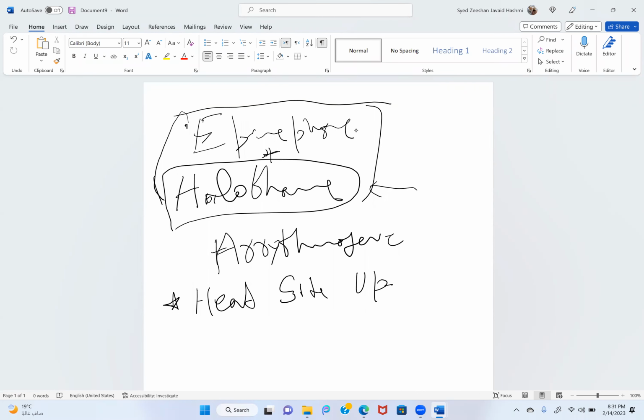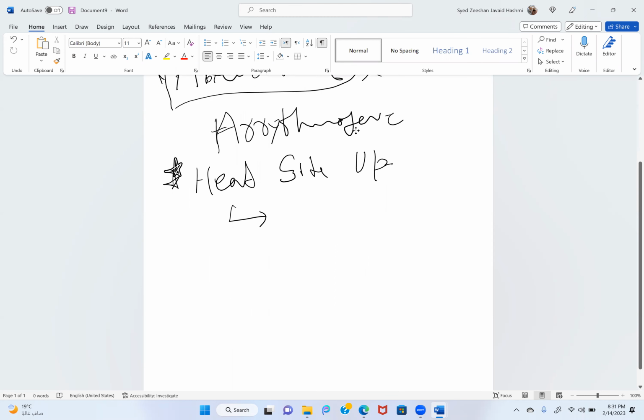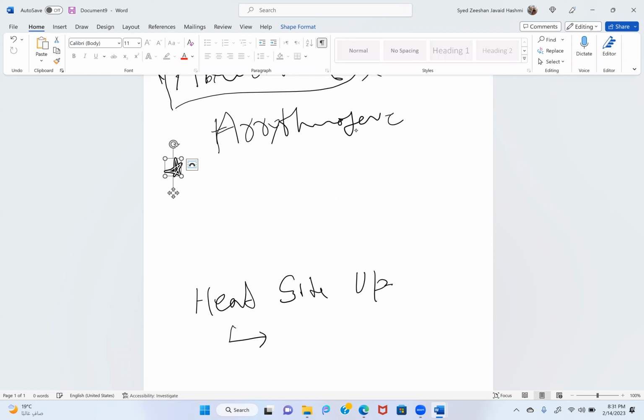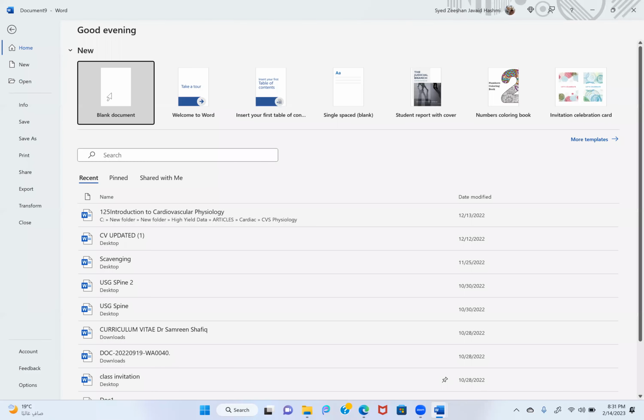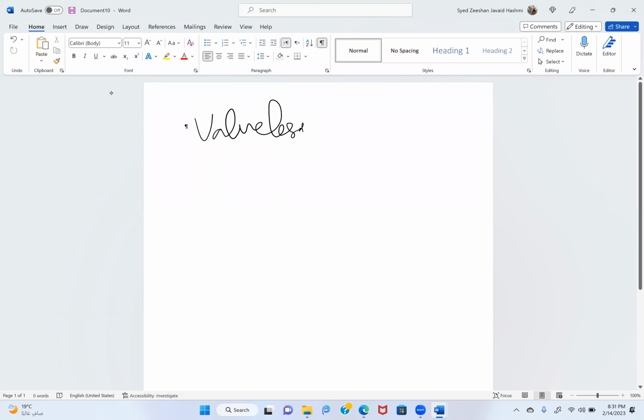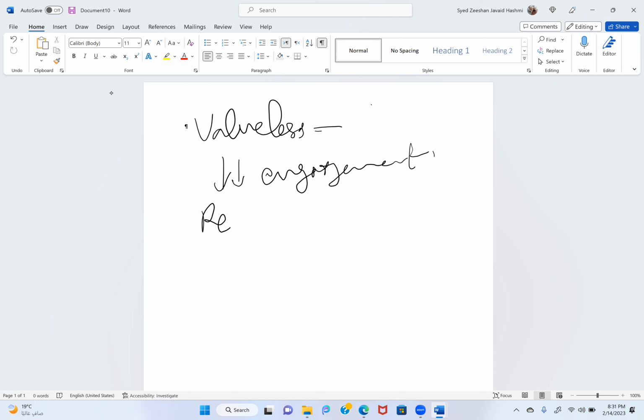Because if you make head side up, the upper extremity veins don't have valves, they are valveless. So if you make the head side a little up, there will be decreased engorgement, and when there is decreased engorgement, there will be decreased bleeding. This is one of the factors. Not only head side up, you can also make reverse Trendelenburg, because there will be decreased venous return, and you can control the blood pressure.